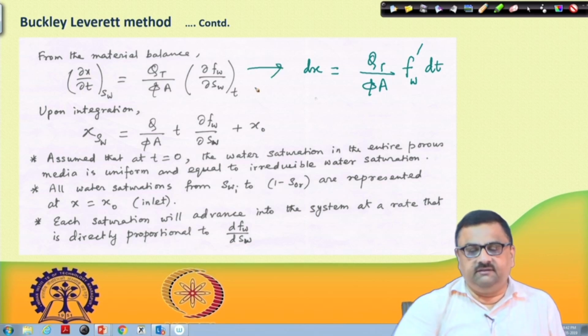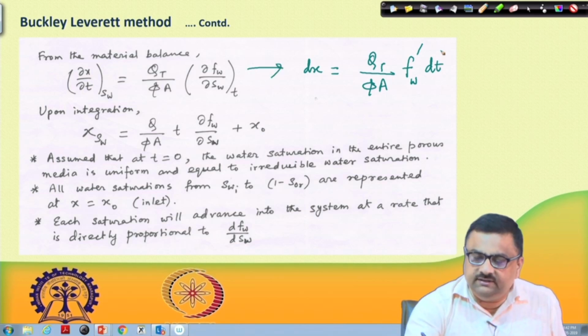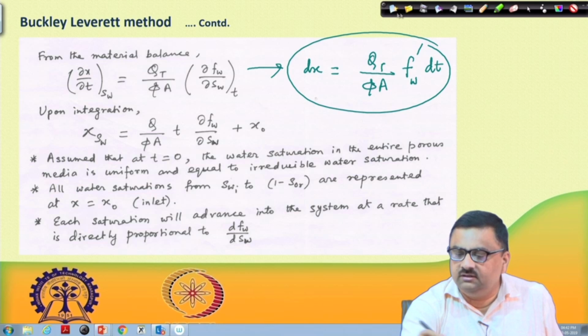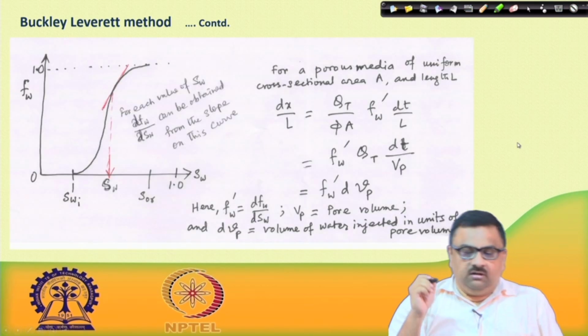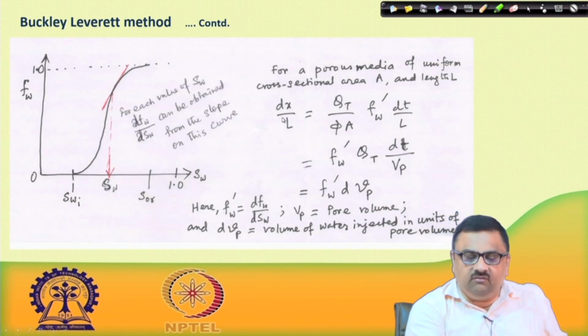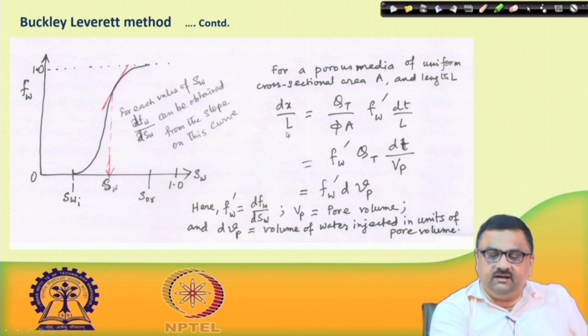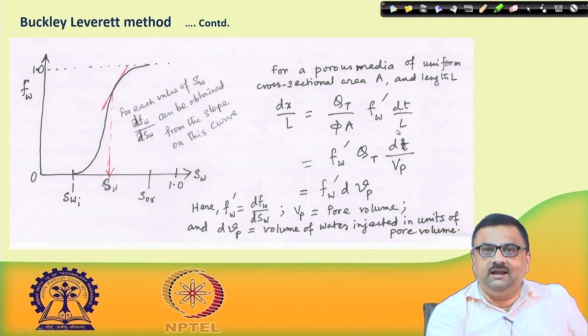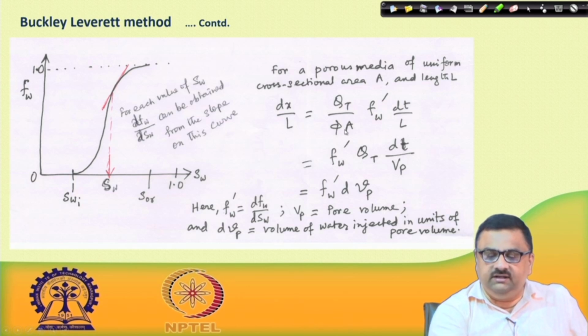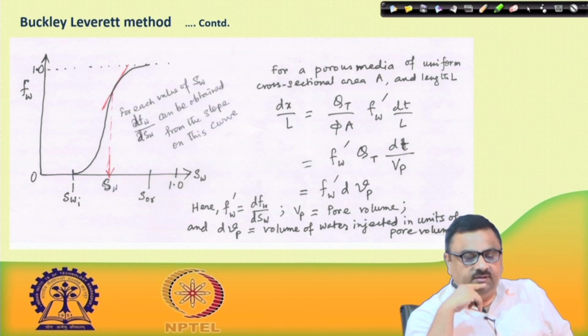From this equation we can write this, right. So now only this equation is carried forward. dx is equal to qt by phi A Fw prime dt. This is what I mentioned earlier. The only thing is that now in the denominator we have one L on the left hand side and one L on the right hand side. This is one additional. The other term, dx equal to qt divided by phi A Fw prime dt, follows from the earlier expression that we put there.